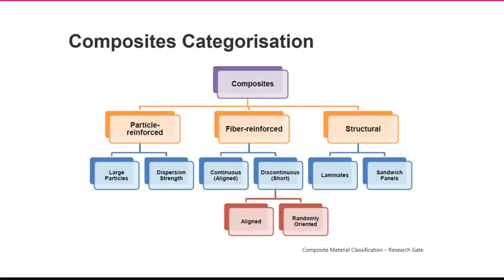So how do we categorize composites? Well, composites can be categorized into three main areas: particle reinforced composites, fiber reinforced composites, and structural composites. And within that, they have a number of subsections, but what we need to do now is explore composites and the history of composites in a little bit more detail. So let's have a look at a video that explains this really clearly.